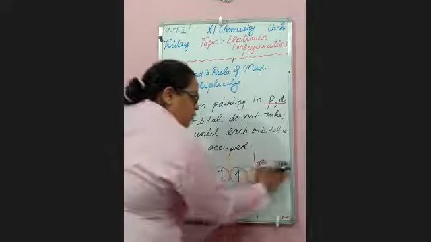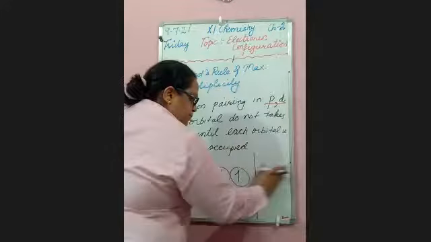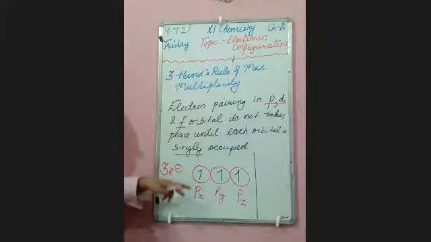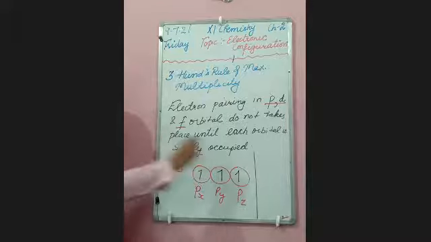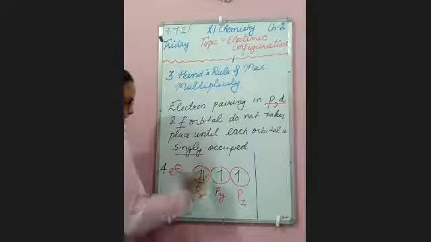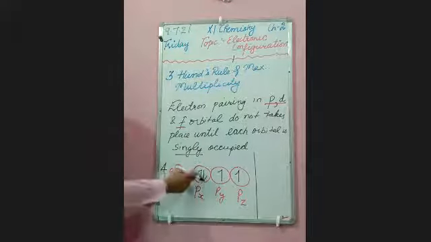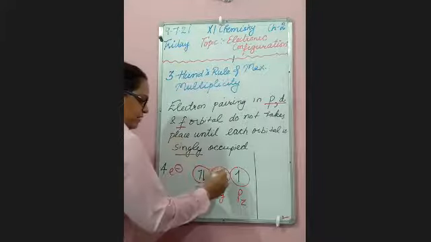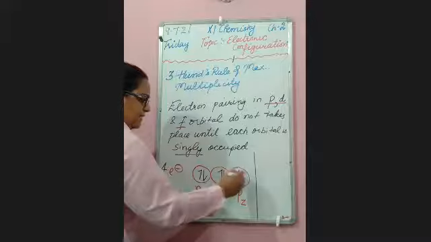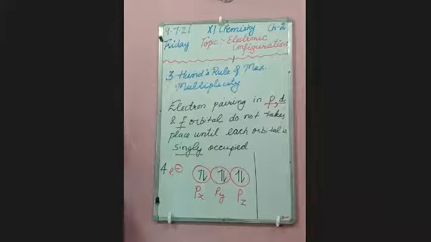You have to make every orbital singly occupied. Pairing does not take place. If we have 4 electrons, then you can pair any orbital like this, but their spin should be different, remember. If you have 5, then it will be like this. If you have 6, then it will be like this.